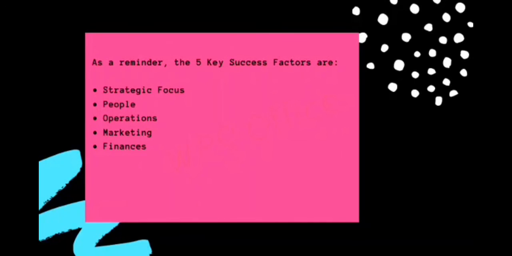The fourth one is marketing. When we say marketing, it focuses on the consumer, sales, and responsiveness. The last one is finances. When we say finances, it's focused on the assets, facilities, and the equipment.